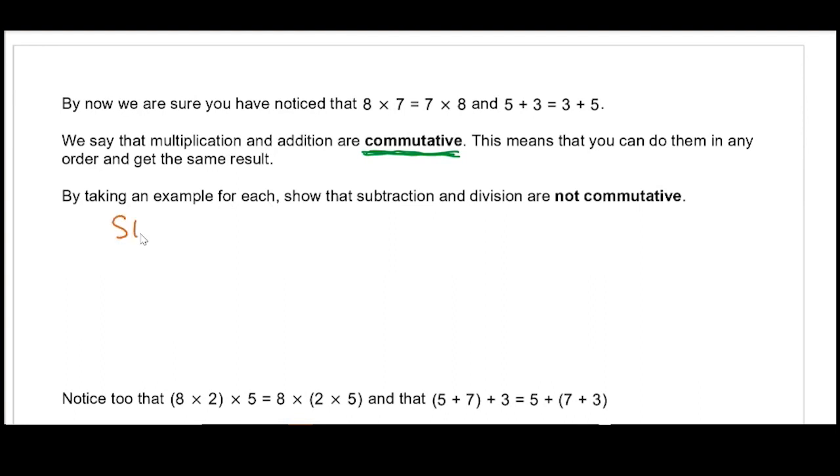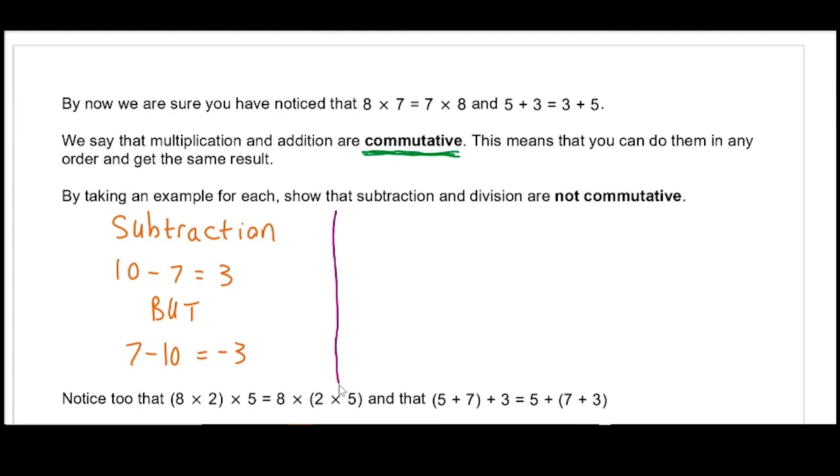So for example, if we look at subtraction, let's take two numbers and subtract them. If we take 10 minus 7, we get 3. But if we swap it around, 7 minus 10, we don't get 3. We actually get minus 3. We get a different answer. Don't worry if you're not 100% sure why it's minus 3. We're going to get into integers, and we'll see why that's the case.